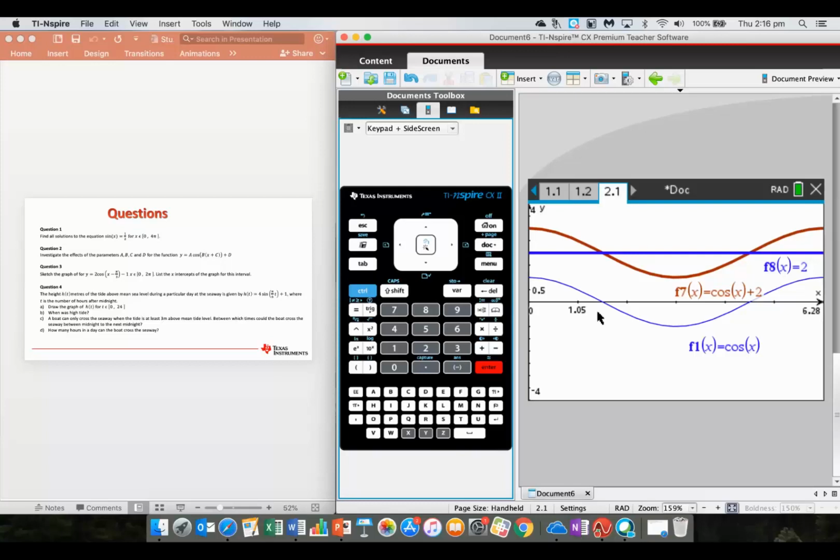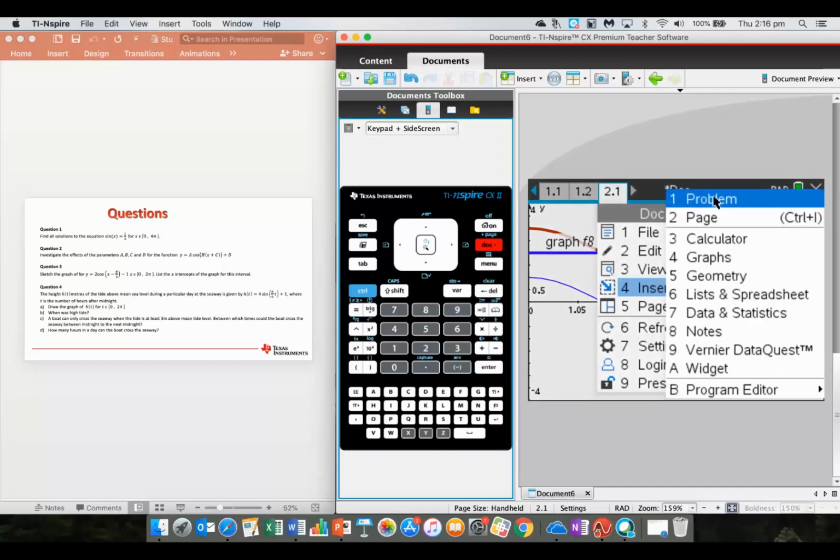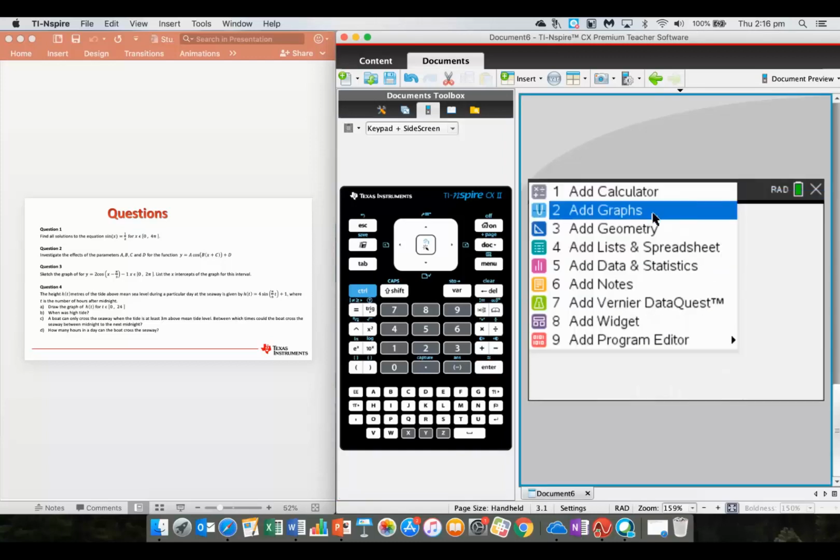Right, let's look at question 3. In question 3, we need to sketch the graph of y equals 2 cos of x minus pi on 3, minus 1. So let's have a look at that graph. We're going to insert a new problem, and I'm looking at a graph page.